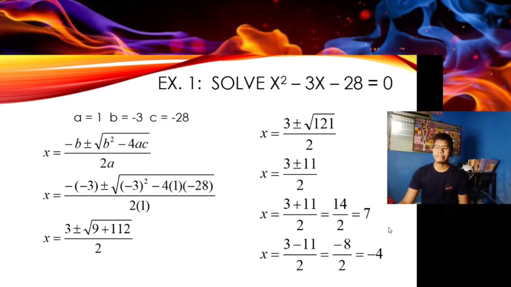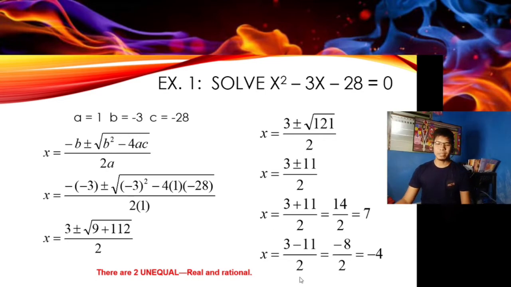So we have here two unequal real and rational numbers. 7 and negative 4 are unequal. They are both real and rational. Later, we're going to determine it using the discriminant. Let's have another example.